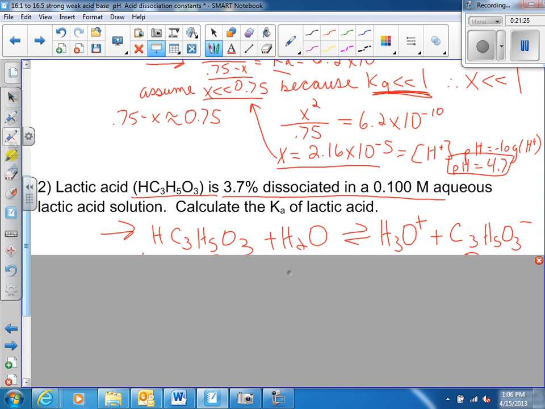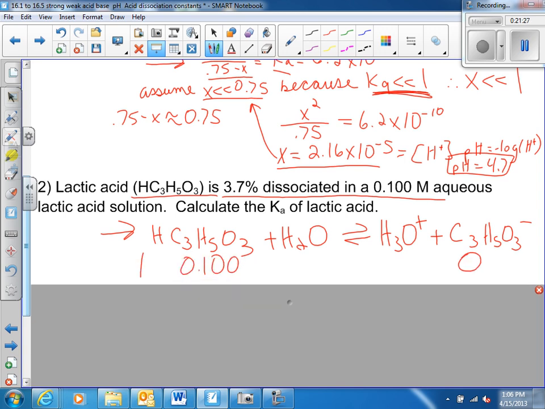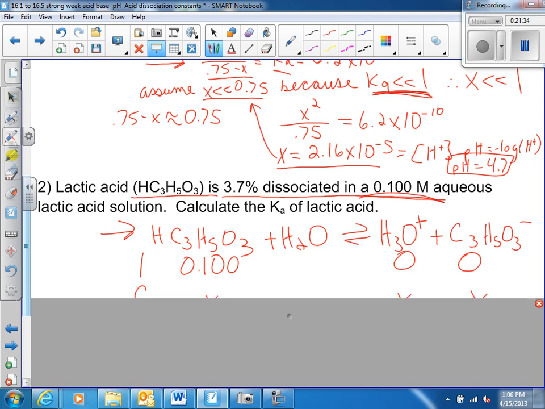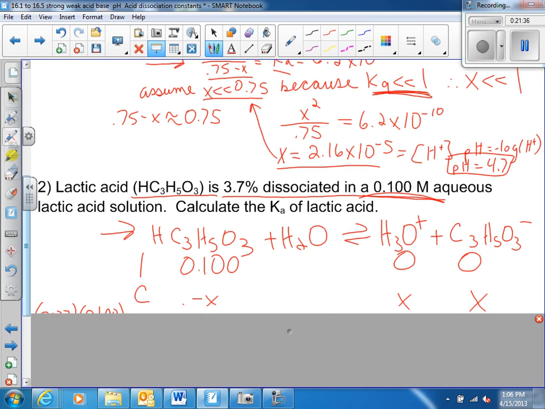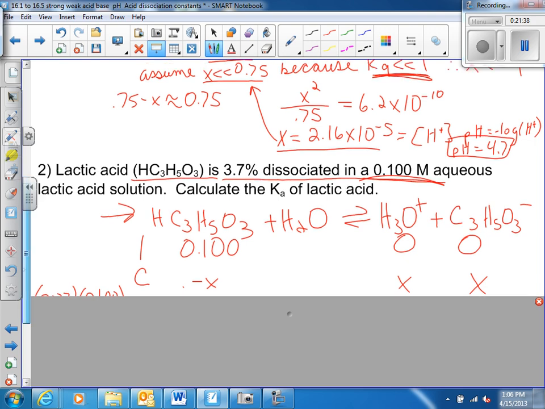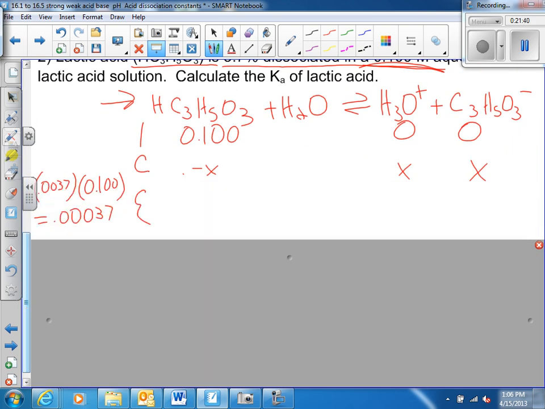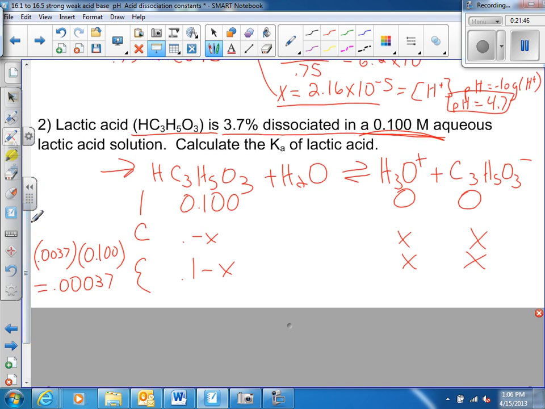I fill in the initial column. So these are just 0, because I was told I didn't have any of that. I just have a 0.1 molar lactic acid solution. Now, change. We have to go minus x, x, x. And then this will be 0.1 minus x, x, and x. But I was told that 3.7% dissociated. That means that's 3.7% of the 0.1 molar.